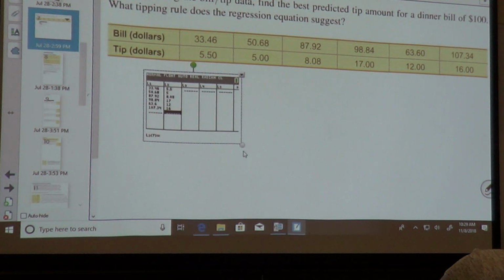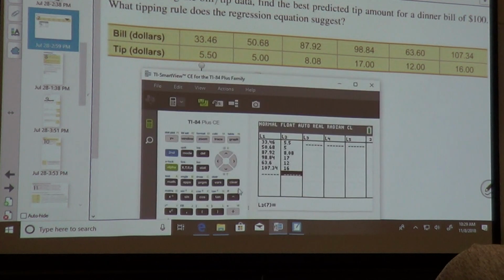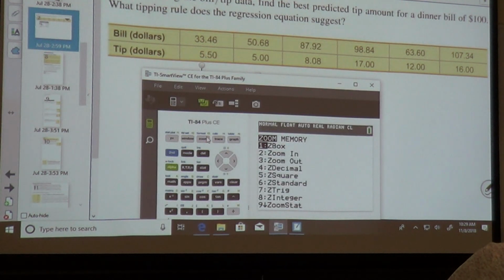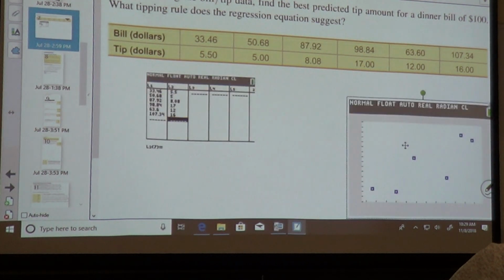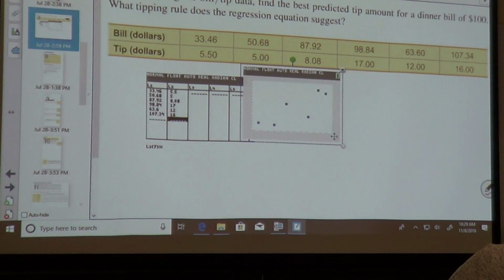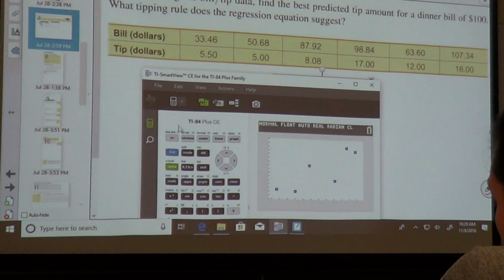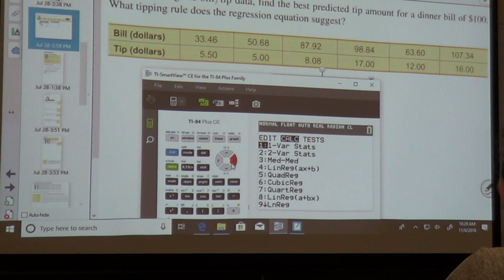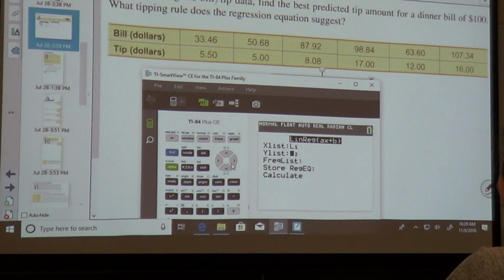So now I'm going to do my Zoom 9. So Zoom 9, that's what it looks like. Then I'm going to do my stat calc, linear regression.